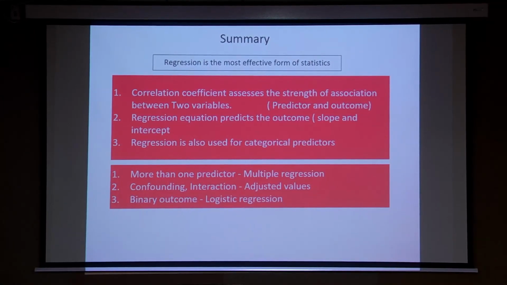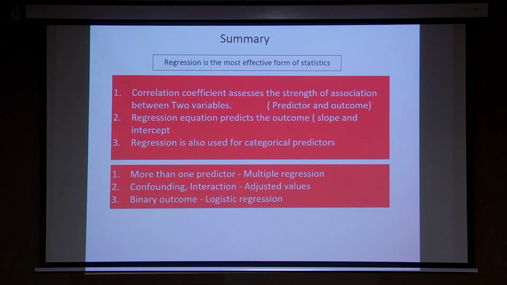So to summarize, regression is the most effective form of statistics. I am re-emphasizing that. You may be afraid of the regression equation now, but later in your life, the regression equation is the most interesting part in statistics. So the correlation coefficient assesses the strength of association between two variables, that is predictor and outcome. For example, average vehicle speed and the number of accidents.